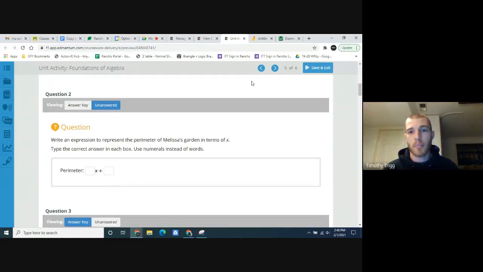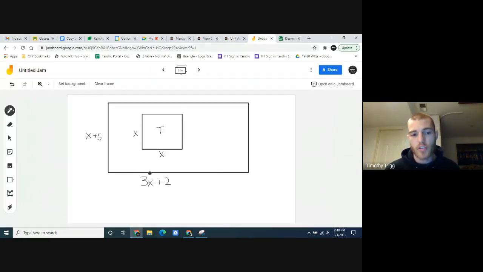Now we want to calculate the perimeter of the whole garden. If this length is 3x plus 2, then this length is also 3x plus 2. And if this width is x plus 5, so will this be. To find the perimeter, add up all of these outside edges. Don't worry about the tomato patch, just the outside edges of the garden. So x plus 5 plus 3x plus 2 plus x plus 5 plus 3x plus 2, and that'll be the full perimeter.